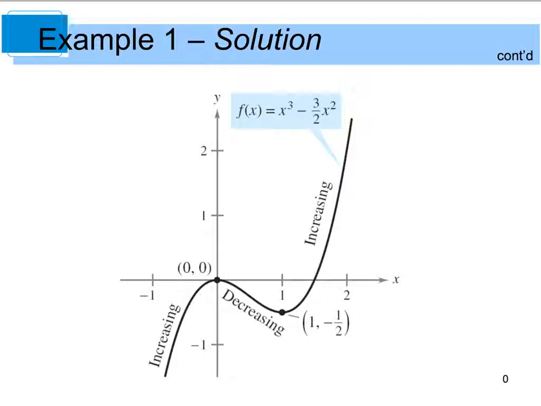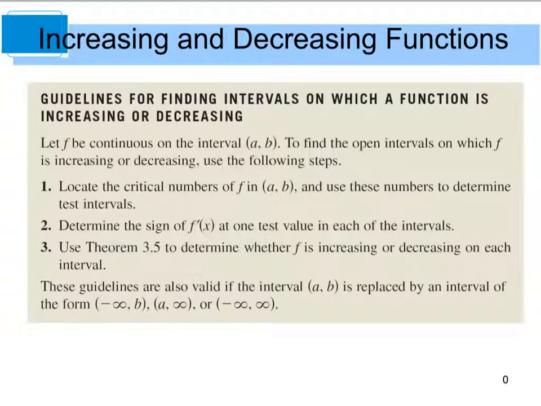And if you take a look, you'll see that we have a function that was increasing, then decreasing from 0 to 1, and increasing again. This will confirm what we just came up with in our previous table. Now we do have a set of guidelines for finding intervals on which a function is increasing or decreasing.